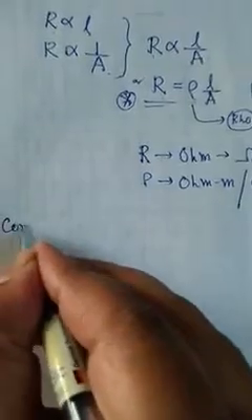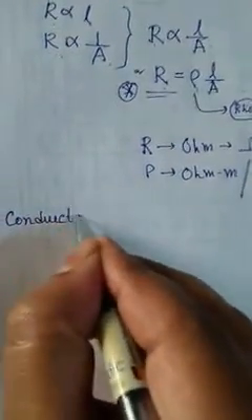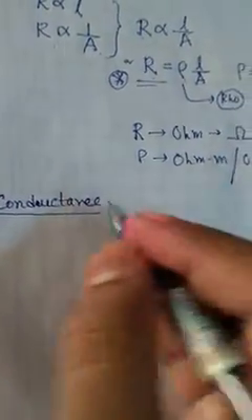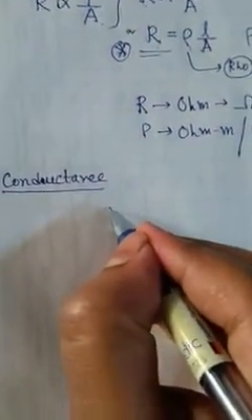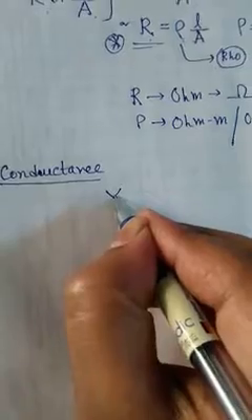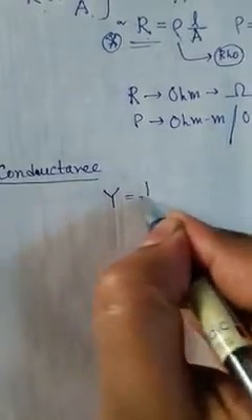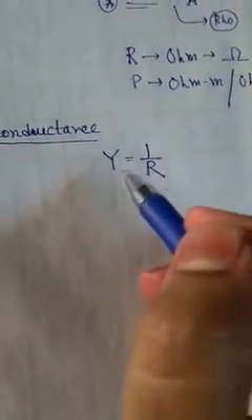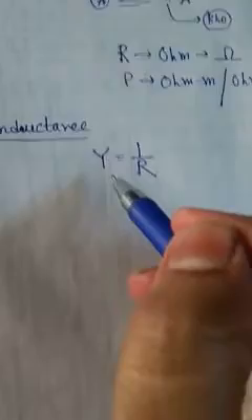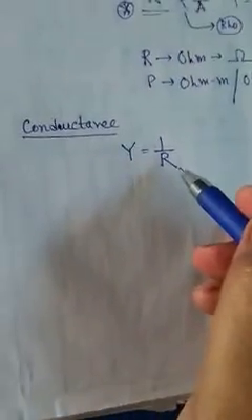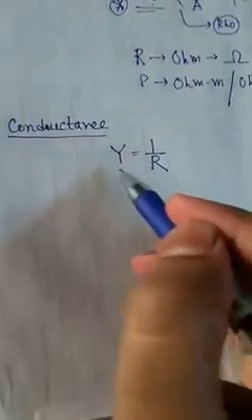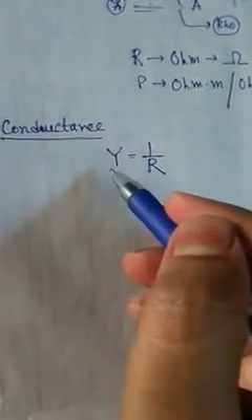This is conductance. Conductance is the reciprocal of the resistance. So if I denote it by Y, this is the reciprocal of the resistance, 1 by R. And just think about the conductance. Its function is just opposite to the resistance. That means how smoothly current can flow through a conductor, that is conductance.